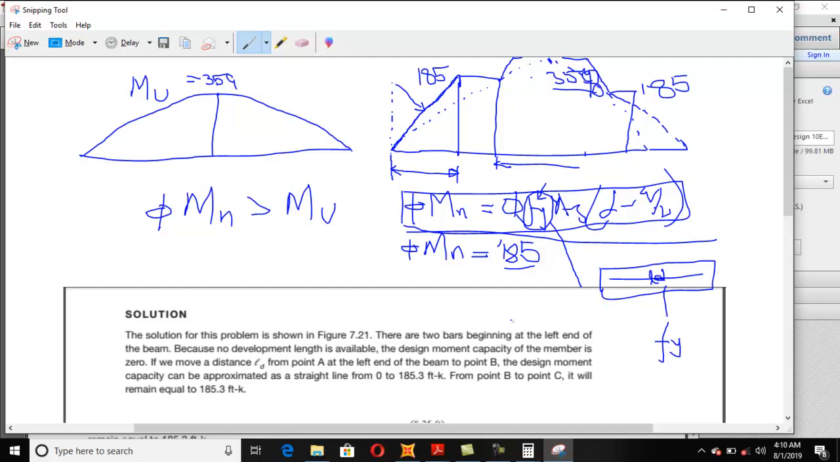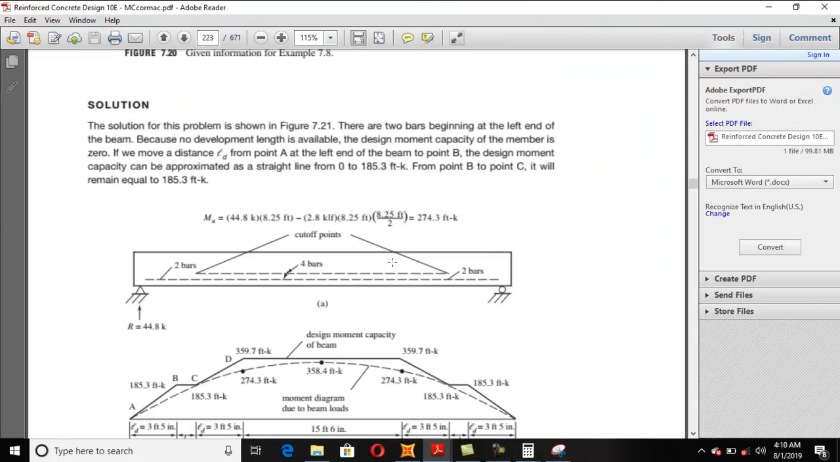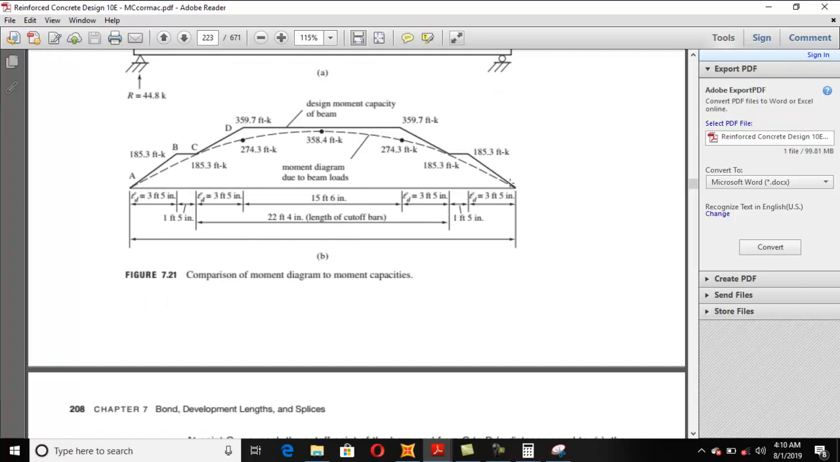Okay, and this diagram, you see here, this is the actual moment diagram. Okay, this is the actual moment diagram, this one, which is based on WL square by 8 and something like that. But the shaded line which you are seeing here, this is the capacity envelope. Okay, this is the moment diagram which is based on the strength of the beam, and it is purely based on the steel and depth of the beam.